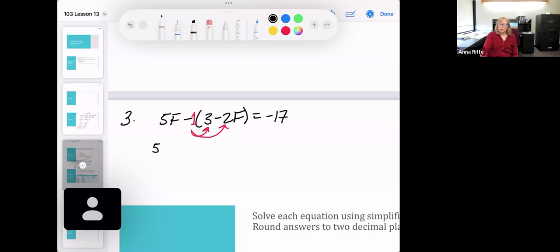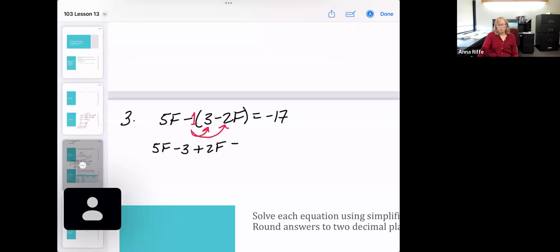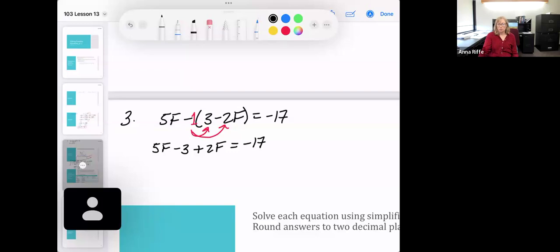So we have 5f, and then -1 times 3 is a -3. -1 times a -2 is a +2f. So negative times negative gives us a positive, is equal to -17. Okay. So we have eliminated the parentheses. That's a good first step.